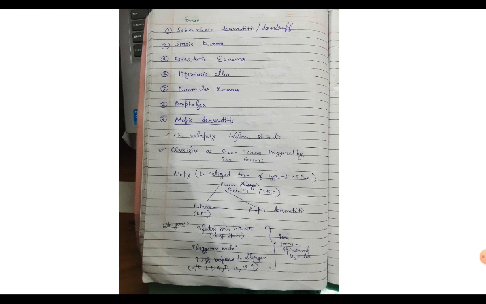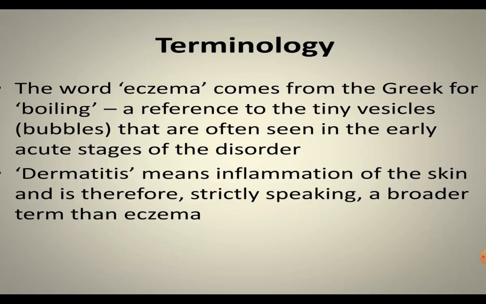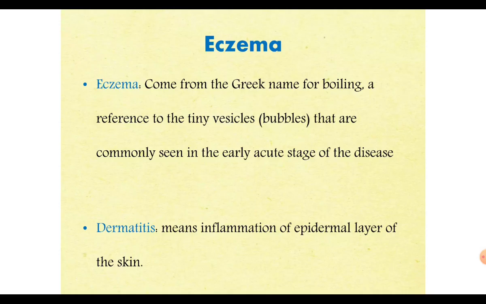So now, as we have covered the topic, we will quickly see the images further. Eczema, basically the term comes from boiling, which is a reference to tiny vesicles seen in the early acute stages of the disorder. Dermatitis, on the other hand, means inflammation of skin. Strictly speaking, as I have already explained, it is a broader term than eczema. I have further explained this, as you can see.